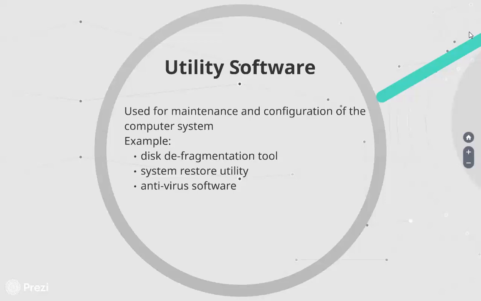Next is the system restore utility. Whenever your system crashes, your operating system uses the restore utility. What it does is store the particular settings of your system from time to time. So whenever your system crashes, it tries to bring it back to the previously restored position. That is the function of the system restore utility.